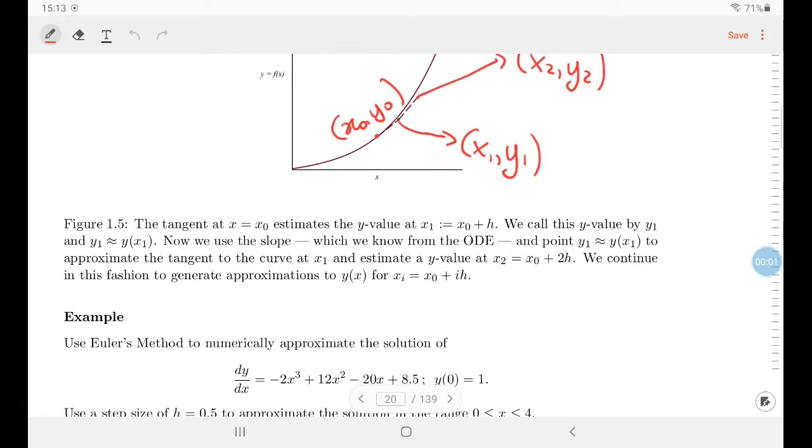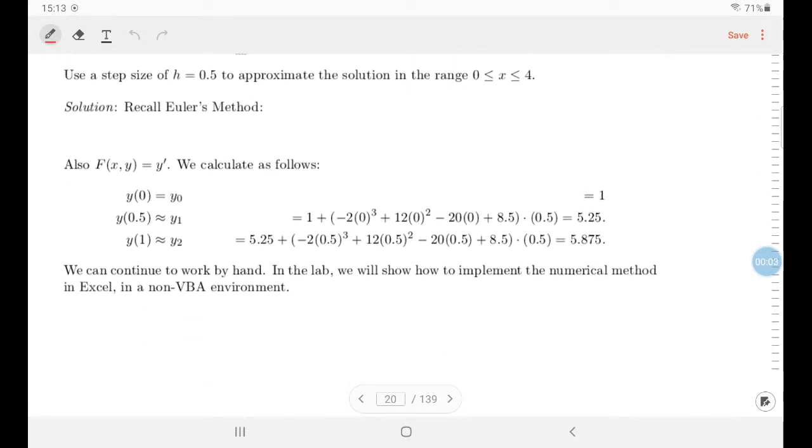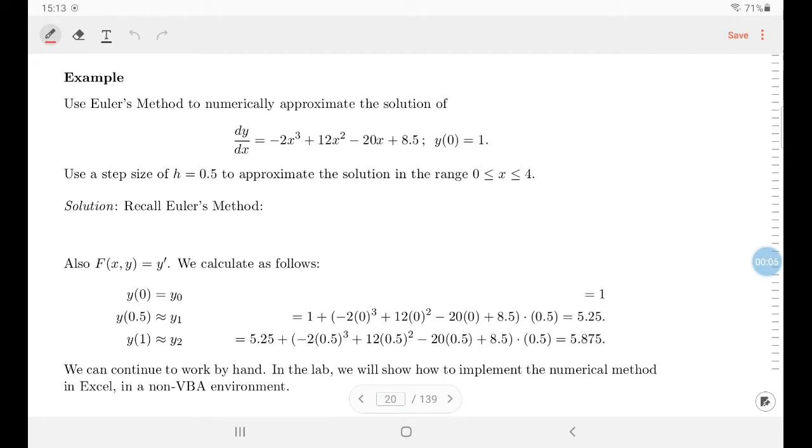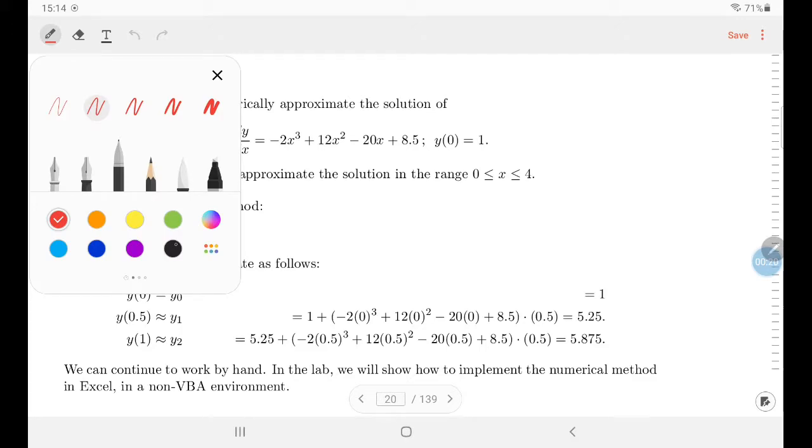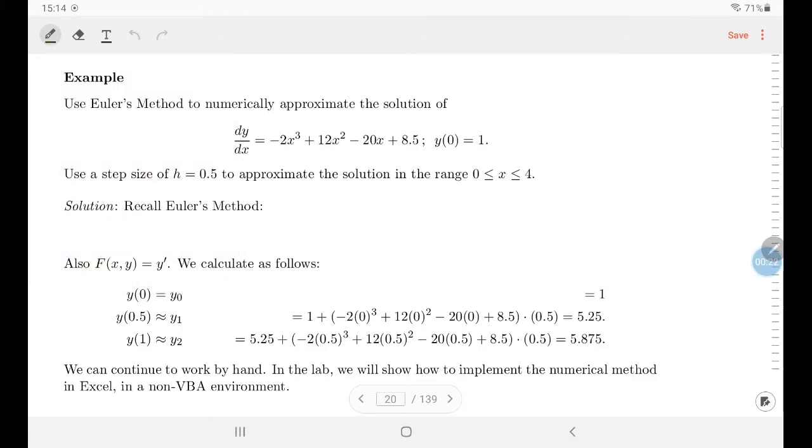We're on page 20 of the notes, and in this mini lecture we're going to do an example of Euler's method. Use Euler's method to numerically approximate the solution of this differential equation. You might note, just by looking at it, that there is an exact solution to this. You could antidifferentiate both sides. You'd have a constant of integration, but this initial condition would allow you to find that constant.